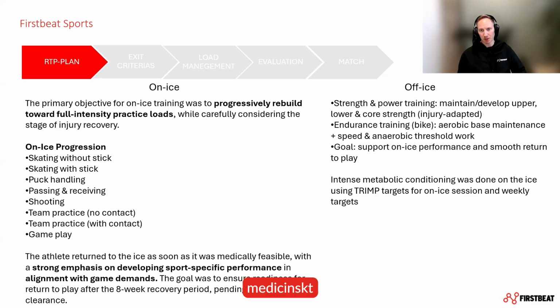In strength and power training, they concentrated on maintaining or developing upper, lower, and core strength, of course injury adapted, on the things that you can do with the broken wrist. Endurance training, mostly on bike, aerobic-based maintenance plus speed and anaerobic threshold work. And the goal was, of course, to support the on-ice performance and a smooth return to play.